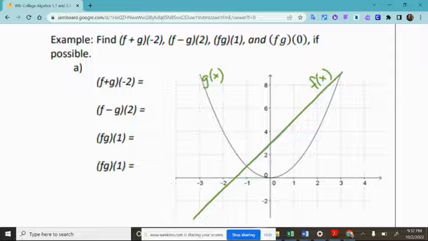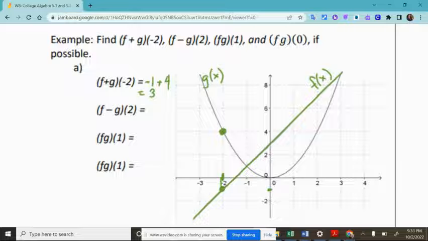Quadratic. Good. Okay. So if we're going to find f plus g of negative 2, well, what is f of negative 2? F of negative 2 looks like it is negative 1, right? Negative 1 plus what's g of negative 2? Well, g of negative 2 is 4, right? I look at where the x is negative 2 and I look down at the f function and I look up at the g function. So negative 1 plus 4. So the sum of those two is 3.